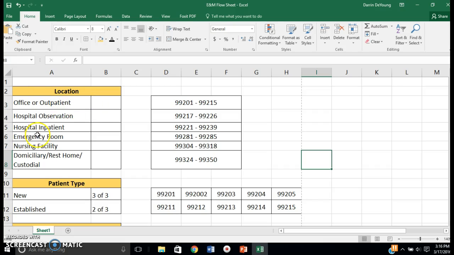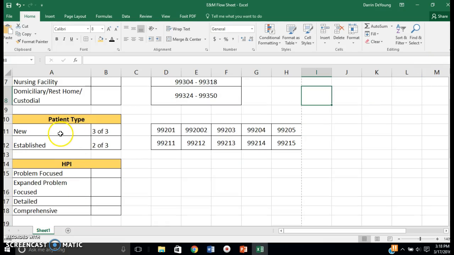So office or outpatient, these location codes are the first thing we're going to look for when we're trying to figure out what code to use. And this list is not comprehensive. There are some of the service locations for E&M codes that are not in here, such as emergency department visits and that sort of thing.